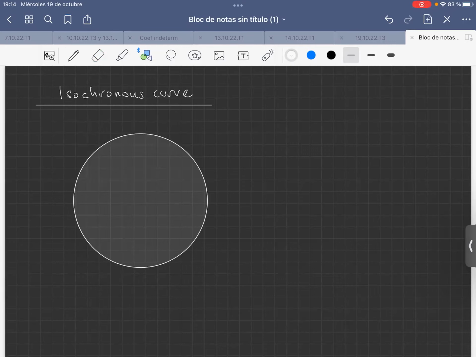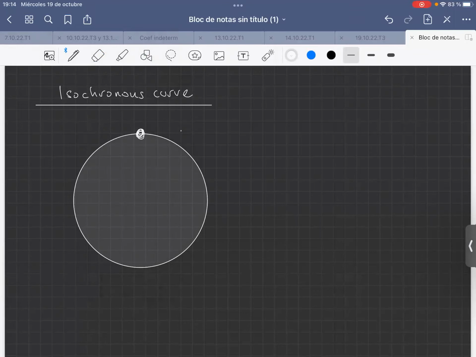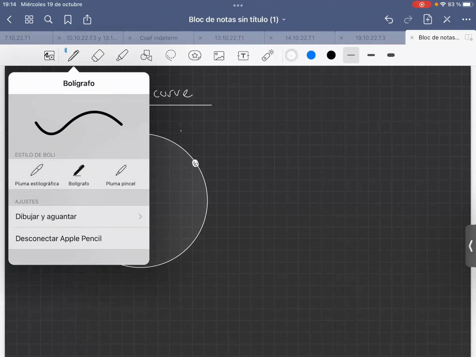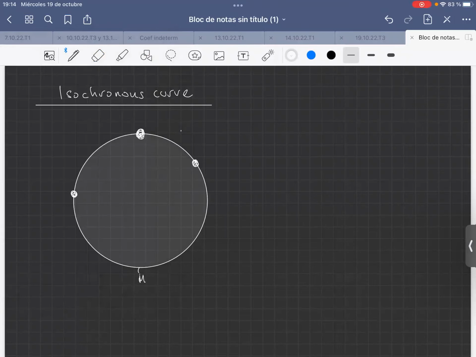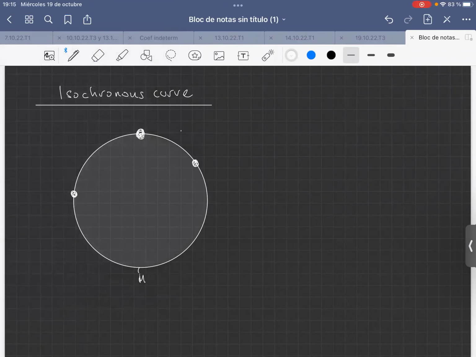Imagine that we have here a vertical circle and we have different objects. For example, we will have one here, another one here, starting from another different height. And they all are going to reach a point here that we're going to call M. So if it's an isochronous curve, they all reach the same point at the same time, and it does not really depend on the distance that they are going to have to cross in order to get to the point M.